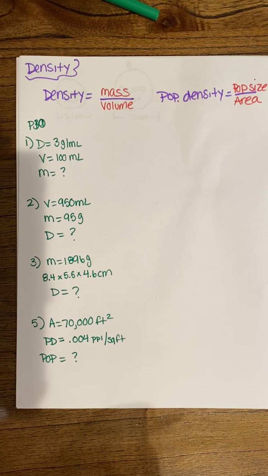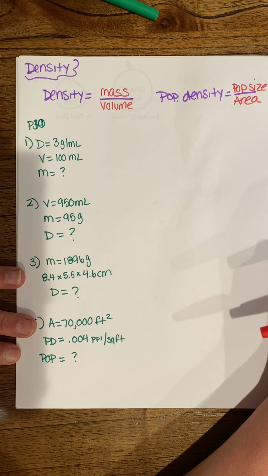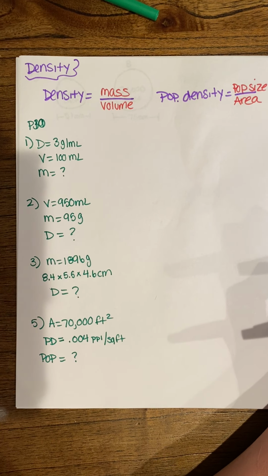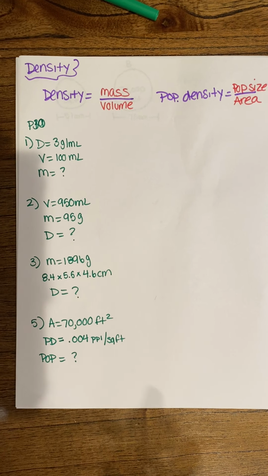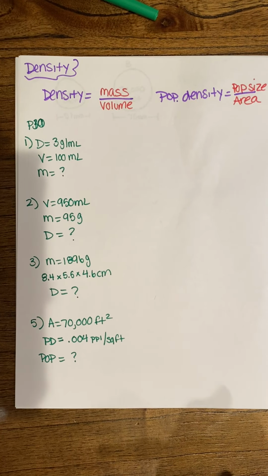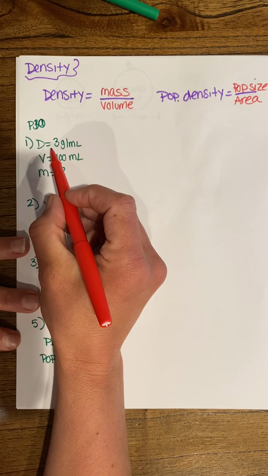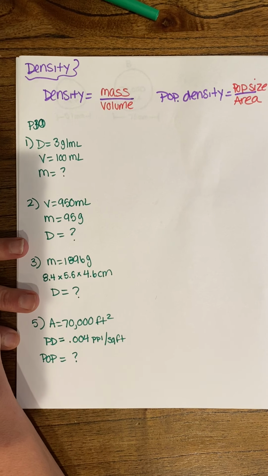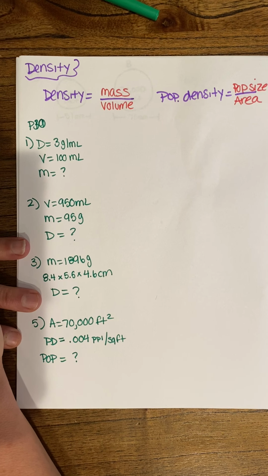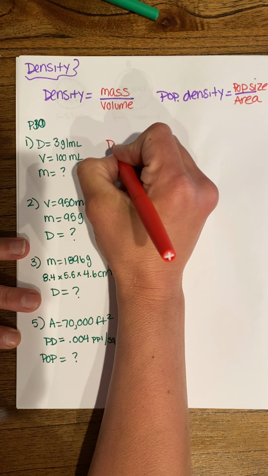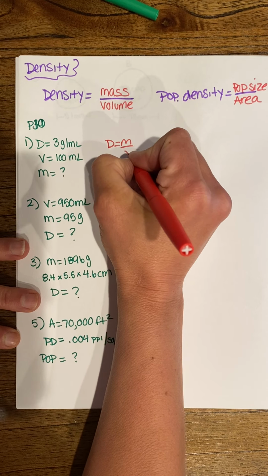So if we look on the PDF page 30 in the packet, at the bottom of the page is where these questions begin. Okay, so the first few are fairly straightforward, just using the formula. So this one, number one, you're given the density, you're given the volume and you're asked for the mass, okay? So again, density equals mass divided by volume, okay?